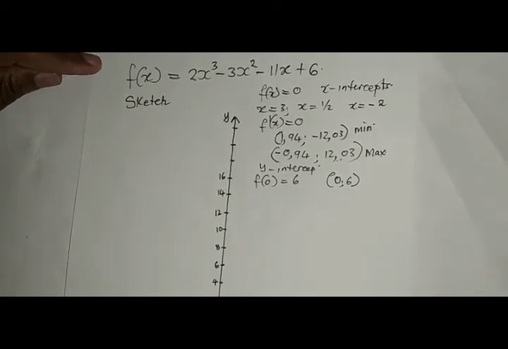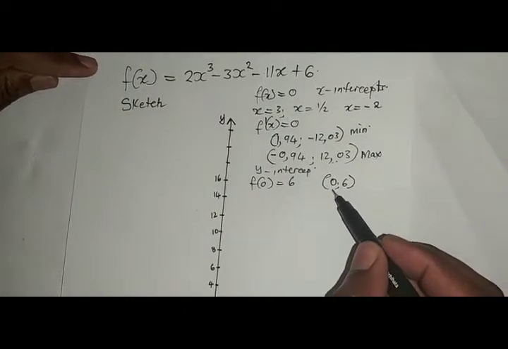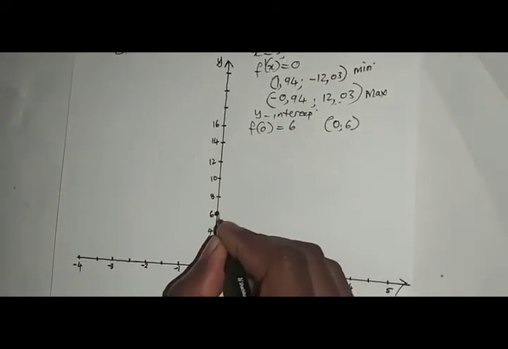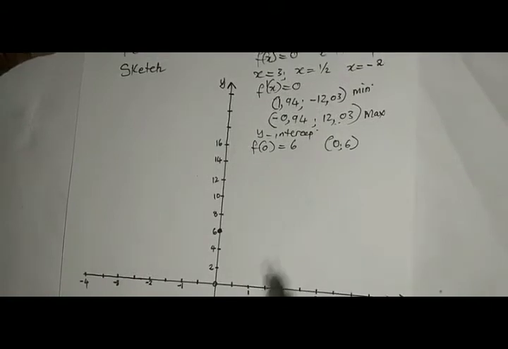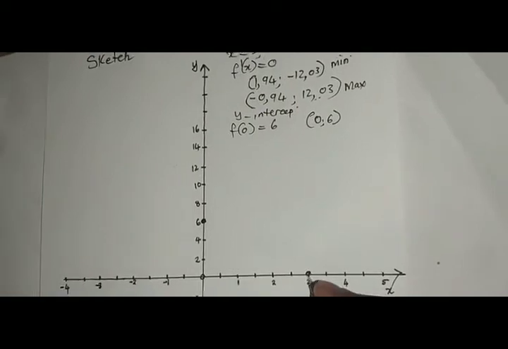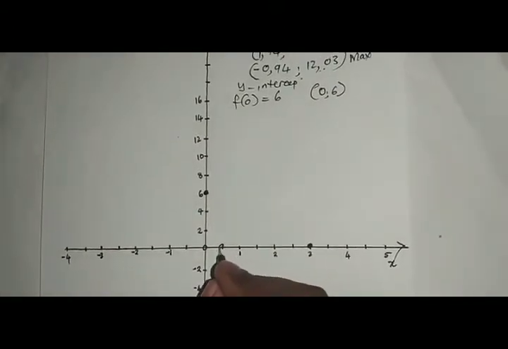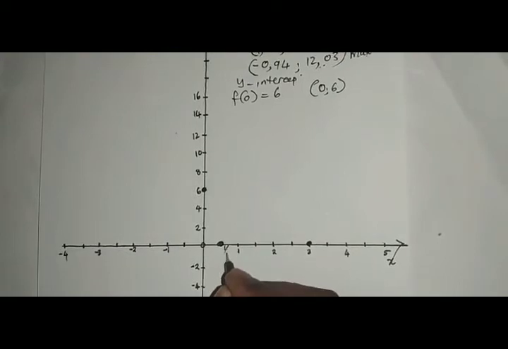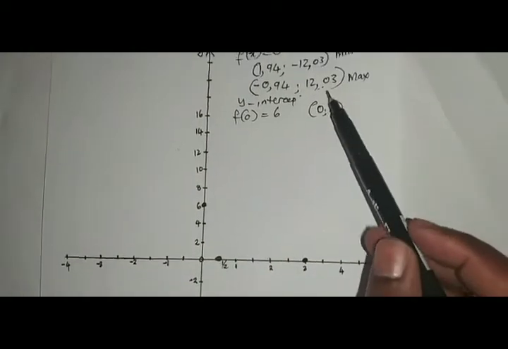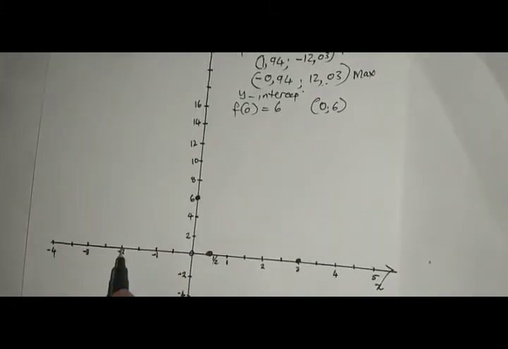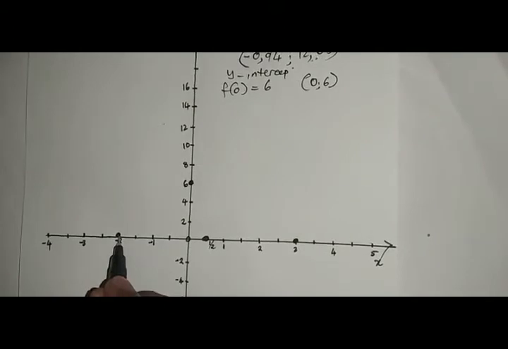Right, now as we plot the y-intercept, it means our y-intercept is here at (0, 6). Then putting in the x-intercepts, we have x = 3, that's here. Then we also have x = 1/2. This is 1, which means 1/2 is here. Then we also have x = -2, which is also there.